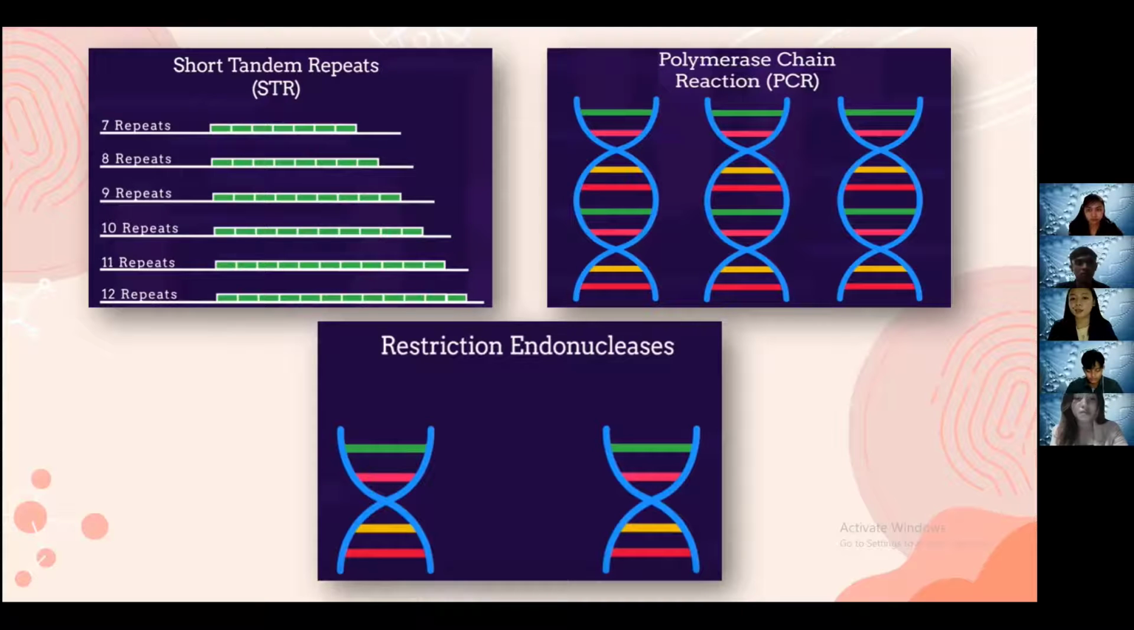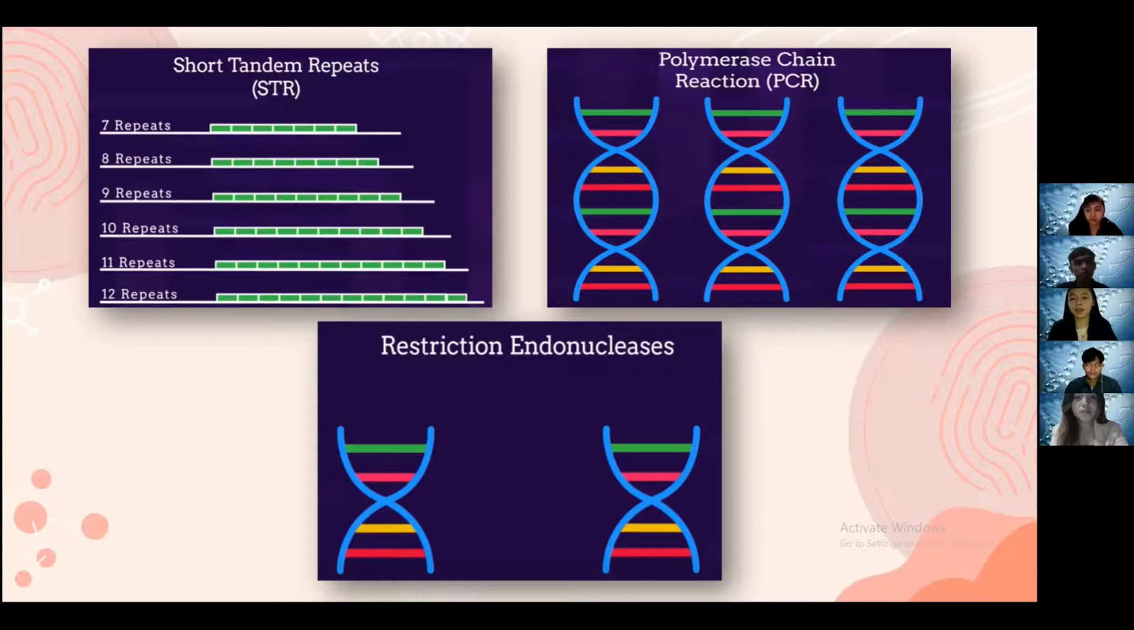A sample is collected. This could be some blood at a crime scene or a swab from the inside of someone's cheek, for example. The DNA is then extracted from the sample. Many copies of this DNA may be made using the polymerase chain reaction, or PCR. Special enzymes called restriction endonucleases are used to cut the DNA up into different size pieces.